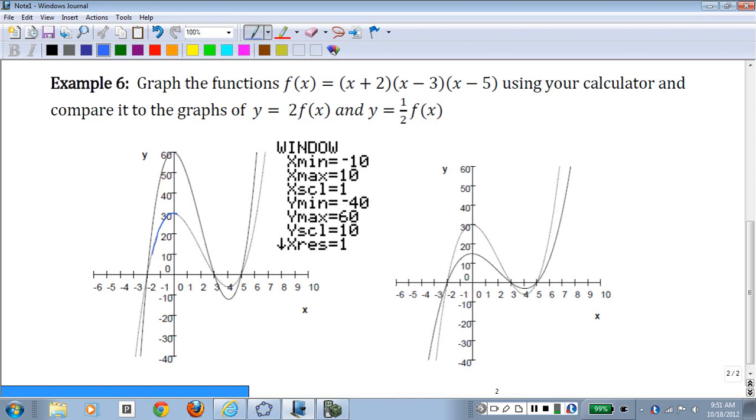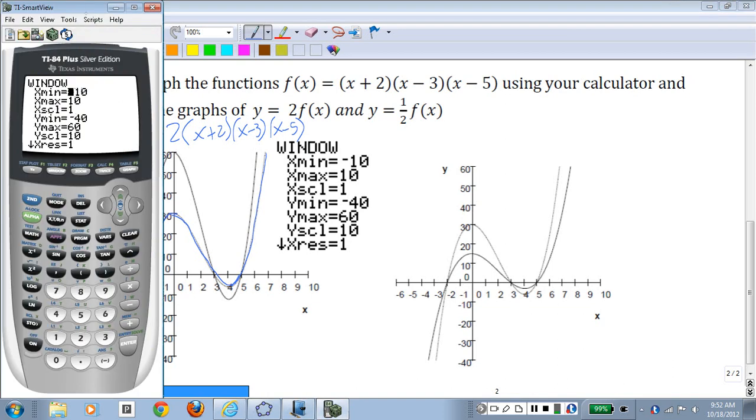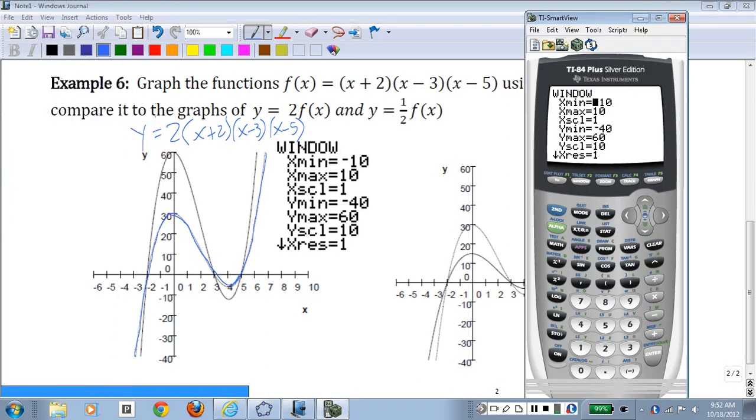This is the graph of the original function. And what we want to do is compare that to the graph of y equals 2 times that original function and see if we can see the vertical stretch take place. So y equals 2 times f of x would be y equals 2 times (x plus 2)(x minus 3)(x minus 5). So I'll type that into y2. y2 is going to be 2 times (x plus 2)(x minus 3)(x minus 5).